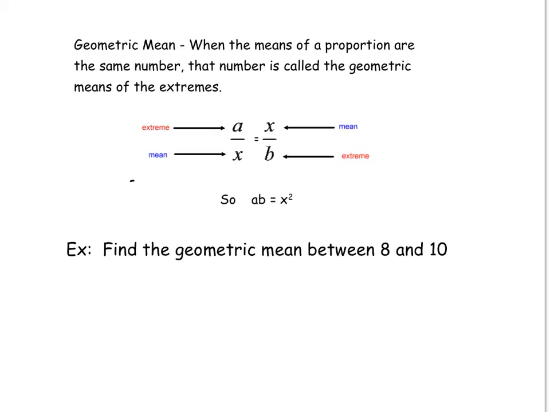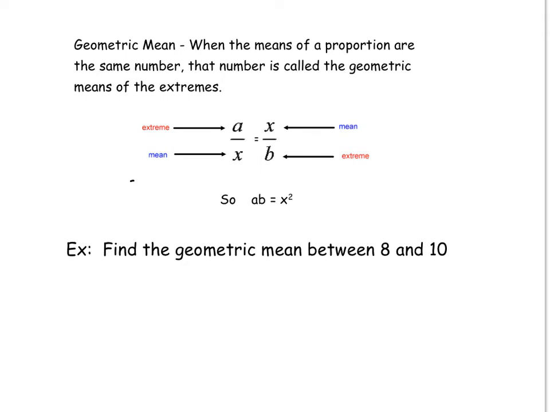Okay, boys and girls, welcome to our first video lesson in Chapter 8, our lesson on altitude on hypotenuse. First word you just need to know is geometric mean. A geometric mean is when the means of the proportion are the same number.